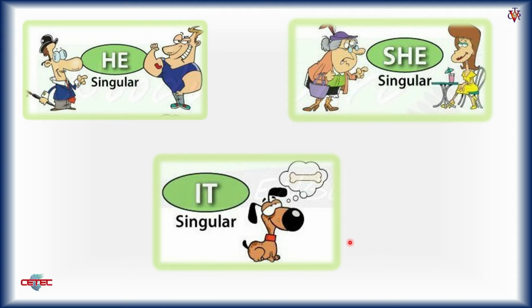Now, this is it. It is for singular. Depends on the occasion or what you are mentioning. An animal or thing. Don't forget in here it's only one. Can be a man, he. Can be a woman, she. Can be an animal, it. Can be a thing, it. So be careful how to use those.